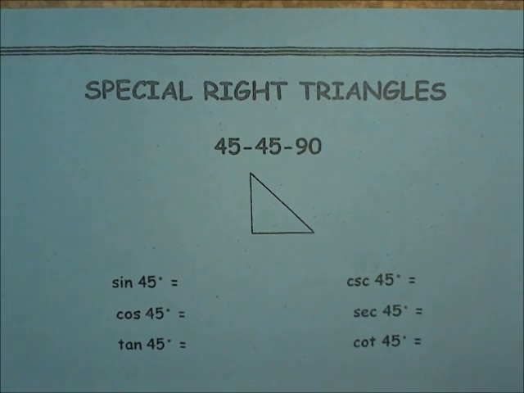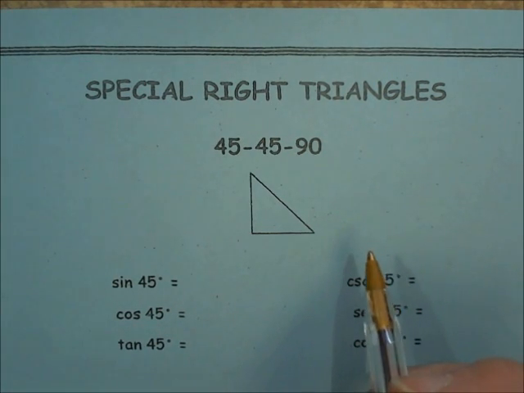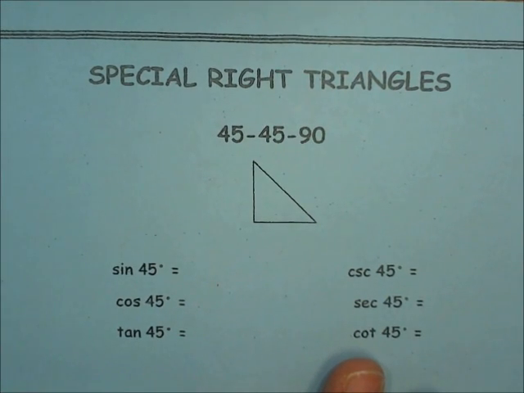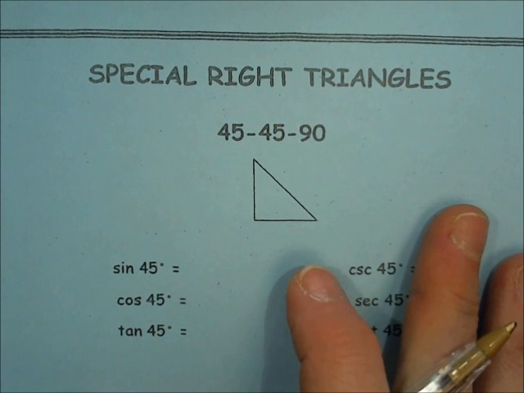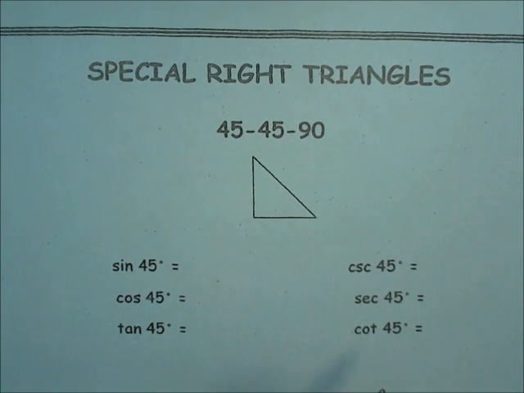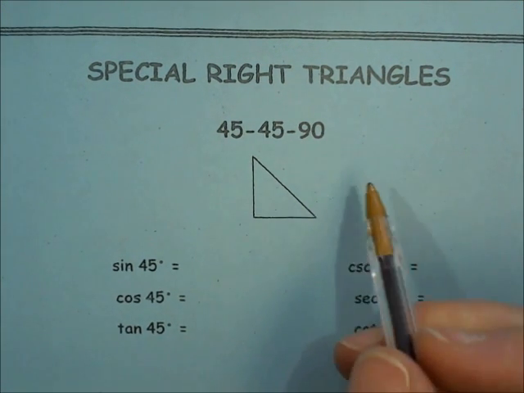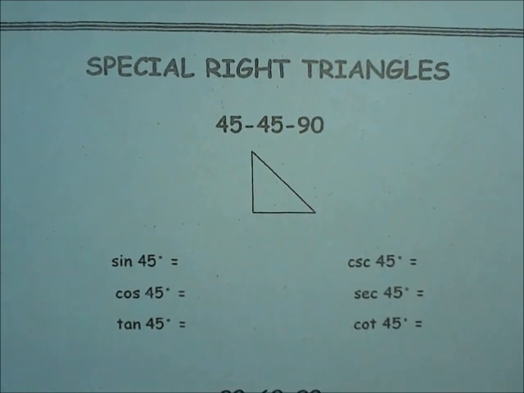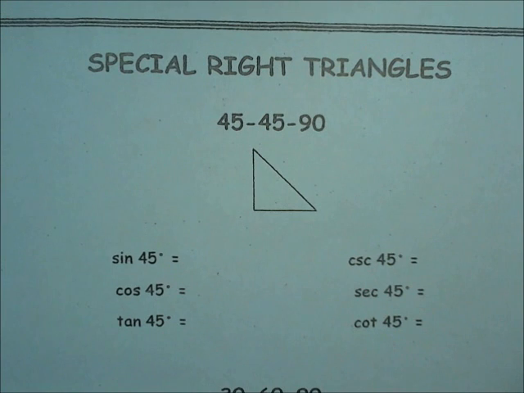Today we're going to talk about the blue sheet that I gave you in class today. I made this sheet blue because it's really an important part of your Chapter 9 notes that you have to be aware of. There are two special right triangles. Hopefully you remember learning about them in geometry class.